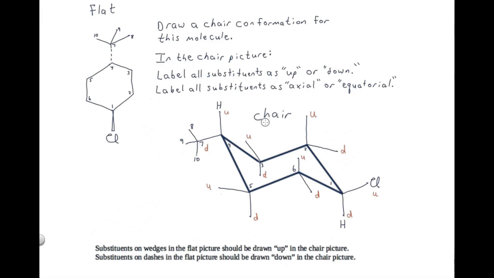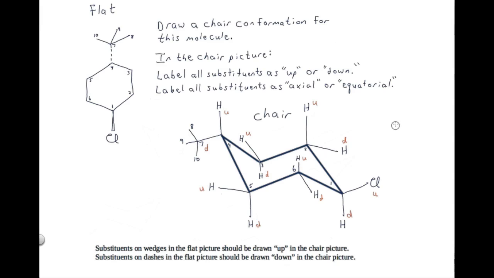Okay, those are really the only substituents here. For completeness, we can draw in all the other hydrogens. So now we've completed this problem. In our chair picture, we've shown all the substituents, including all of the hydrogens, and we've labeled all those substituents as up or down. Well, I guess we've completed this part of the problem.